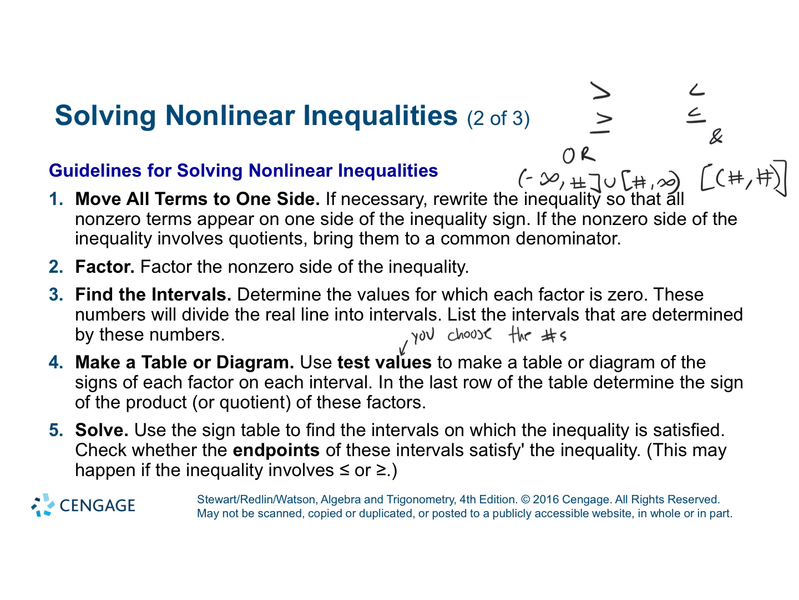Check whether the endpoints of these intervals satisfy the inequalities. They may happen if the inequality involves less than or equal to or greater than or equal to. So remember, brackets are for included. Parentheses are for non-included. Something to note, infinities, either negative or positive, always have parentheses. They're never going to be included because you cannot technically reach infinity.